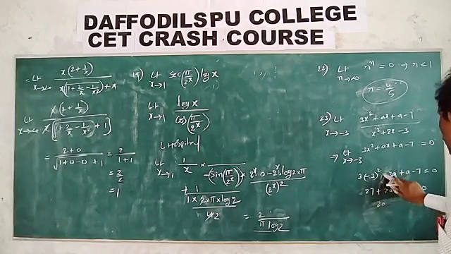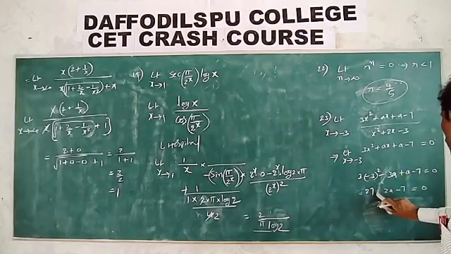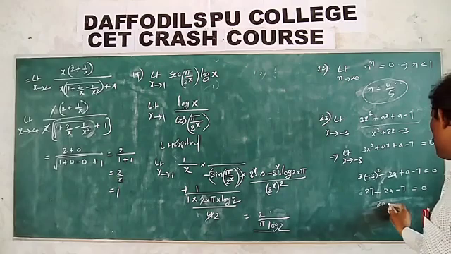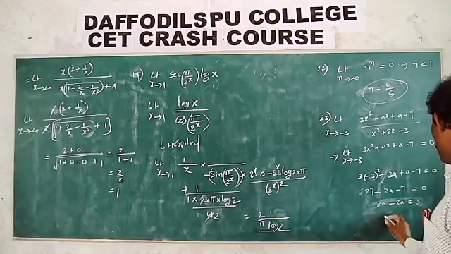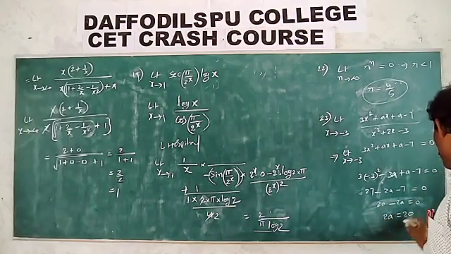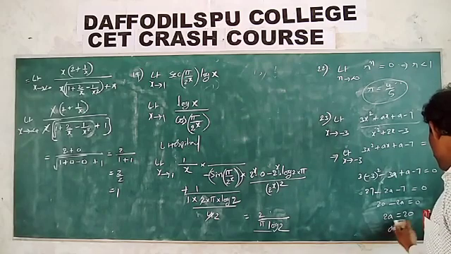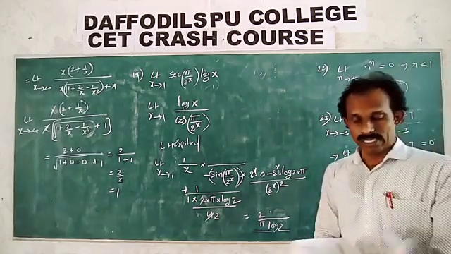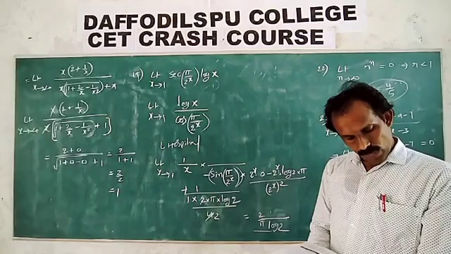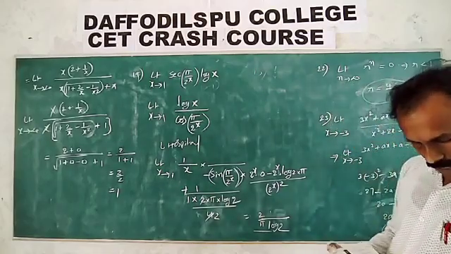Minus 3a plus a, okay, this is correct, so minus 2a. 20 minus 2a is equal to 0. 2a is equal to 20. A is equal to 10. So 23rd, first option. Okay.